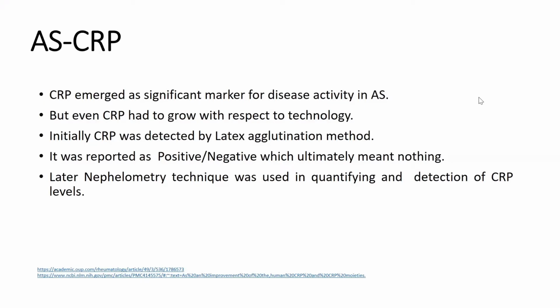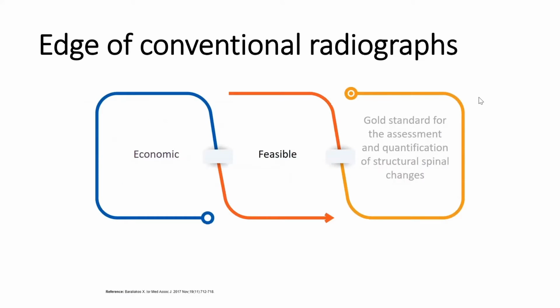You have to quantify. Then quantification of CRP was established, and now the laser nephelometric technique is used in quantifying and detecting CRP levels. Next slide. And monitoring of CRP levels is very useful in assessing disease activity in ankylosing spondylitis and the response to treatment.